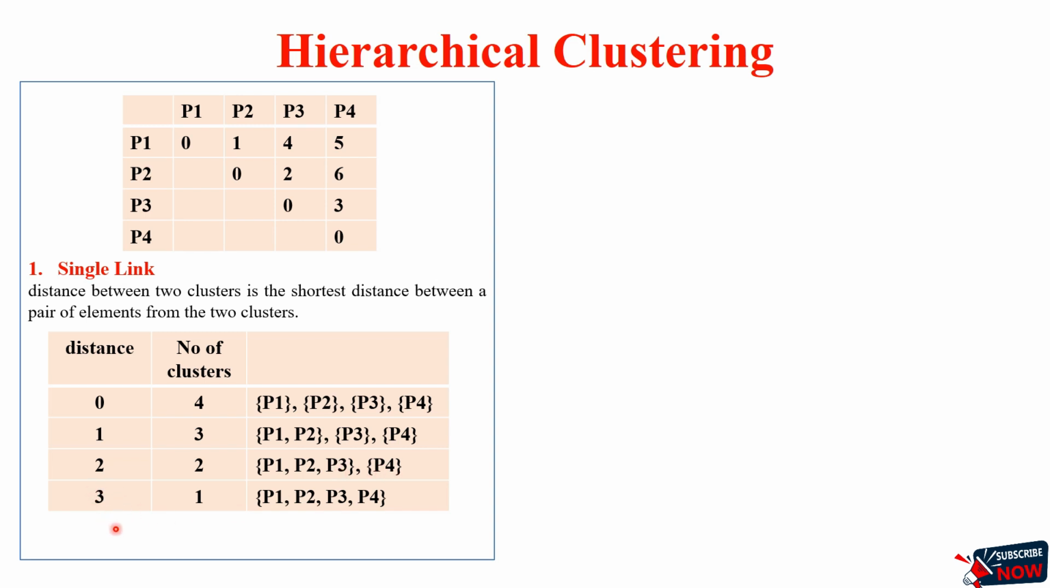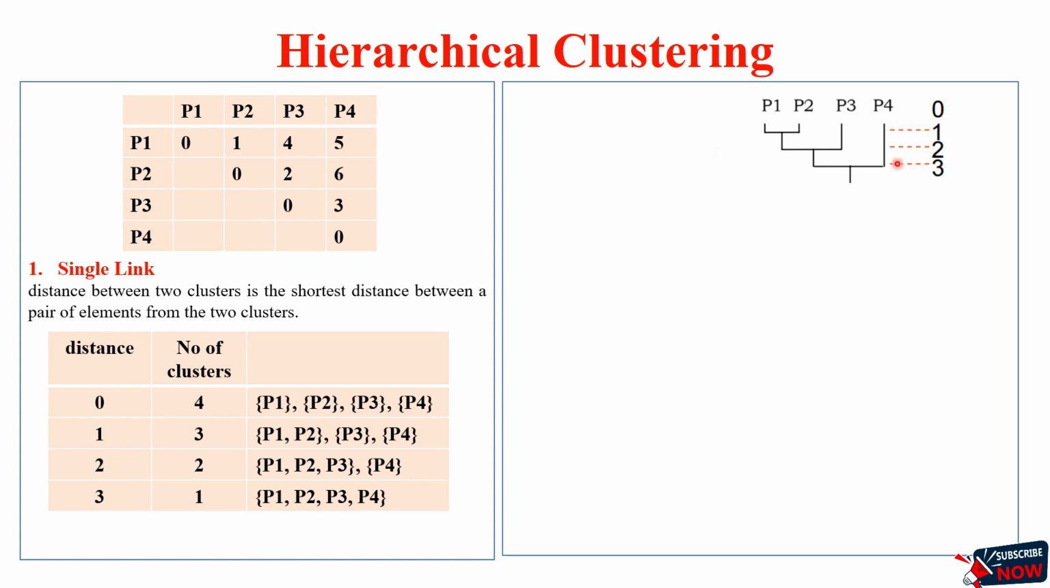When the distance is 3, looking at the distance matrix, we can find P3 and P4 are at a distance 3. So P4 can be merged with this group. Now all the points will form a single cluster P1, P2, P3, P4. So when the distance measured is 3, all the 4 clusters are merged into a single cluster. This is happening with single link.